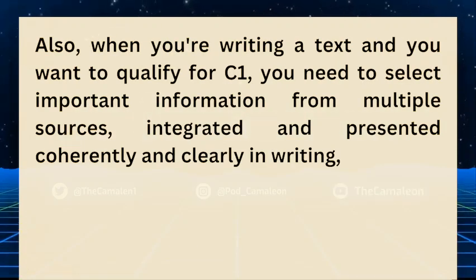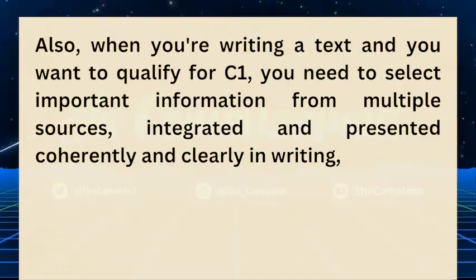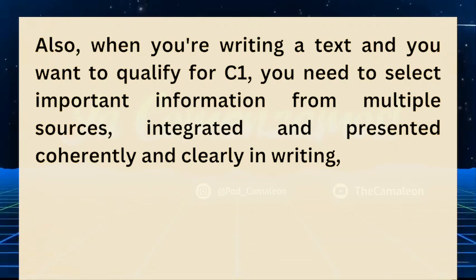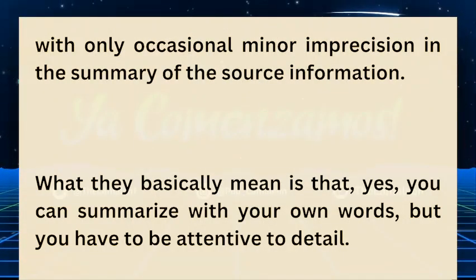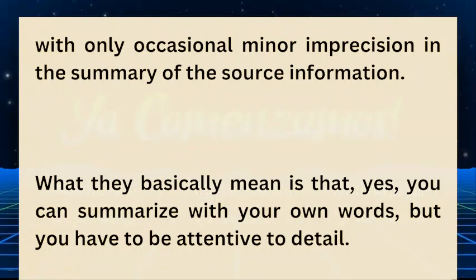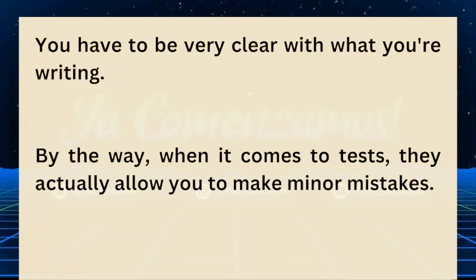Also, when you're writing a text and you want to qualify for C1, you need to select important information from multiple sources, integrated and presented coherently and clearly in writing, with only occasional minor imprecision in the summary of the source information. What they basically mean is that, yes, you can summarize with your own words, but you have to be attentive to detail. You have to be very clear with what you're writing.